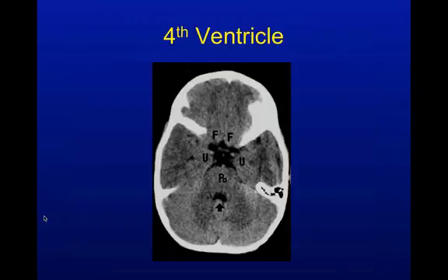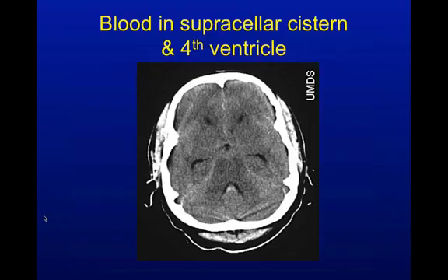Fourth ventricle is down here. It's kind of helmet-shaped as the CSF is making its way down toward the spinal cord, and there's some blood down in the fourth ventricle. And where else do you see blood? Star, which is called the suprasellar cistern. Excellent.